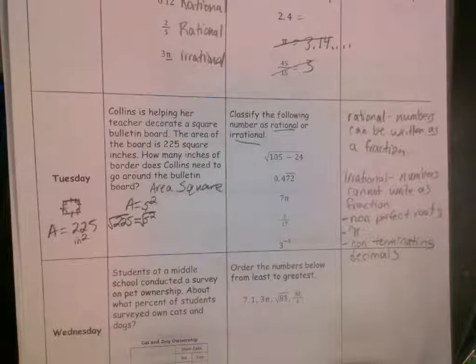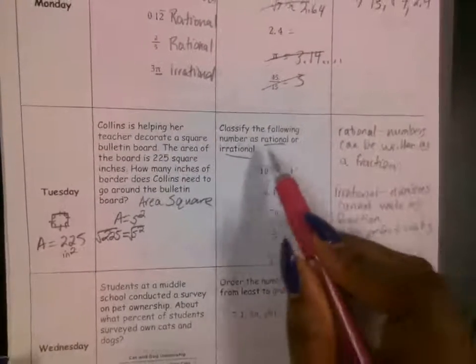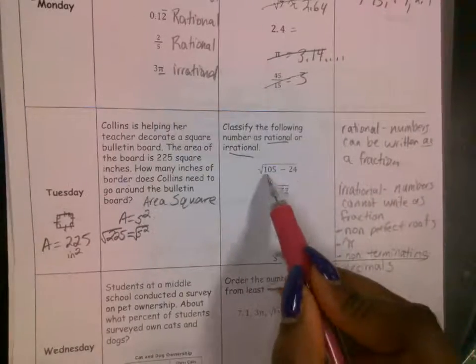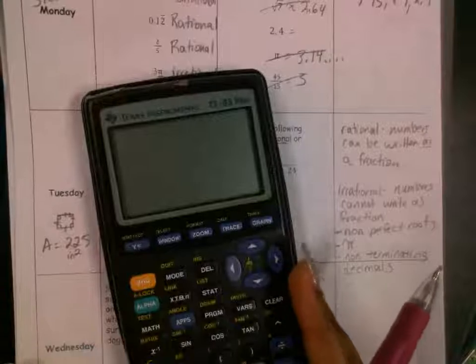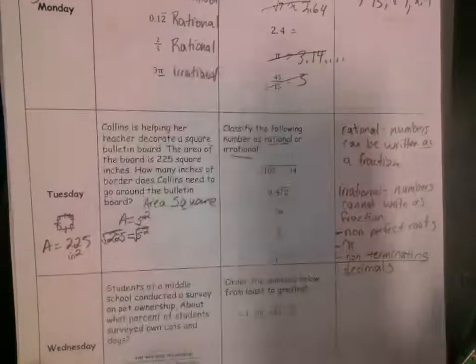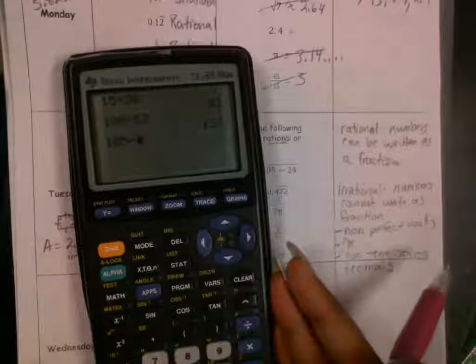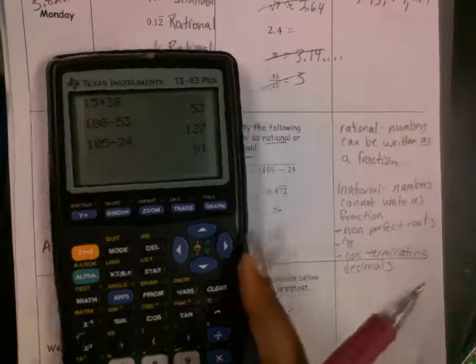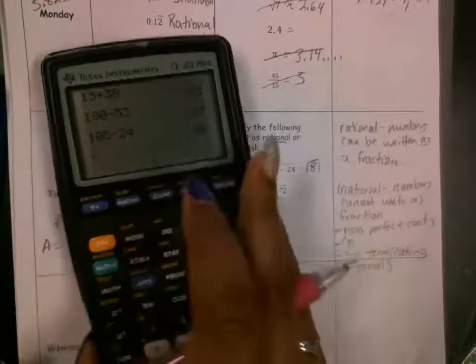All right, so we're going to name if this is rational or irrational. Let's look at this. When we subtract, what does that give us? We got 105, is it minus or plus? Minus 24, right? And that gives us 81. Is the square root of 81 a perfect square root?